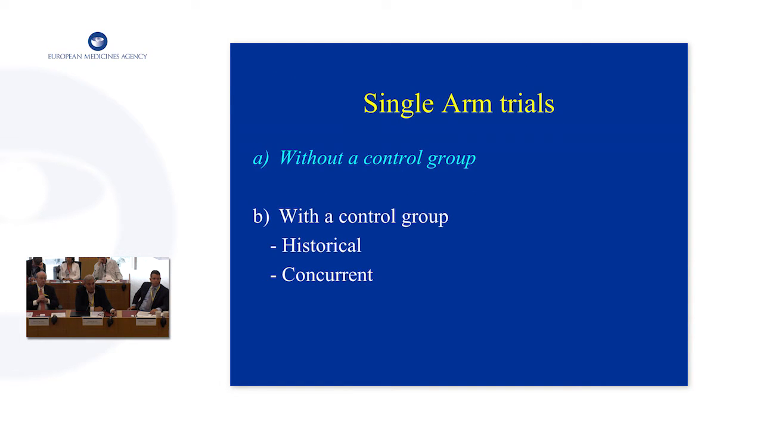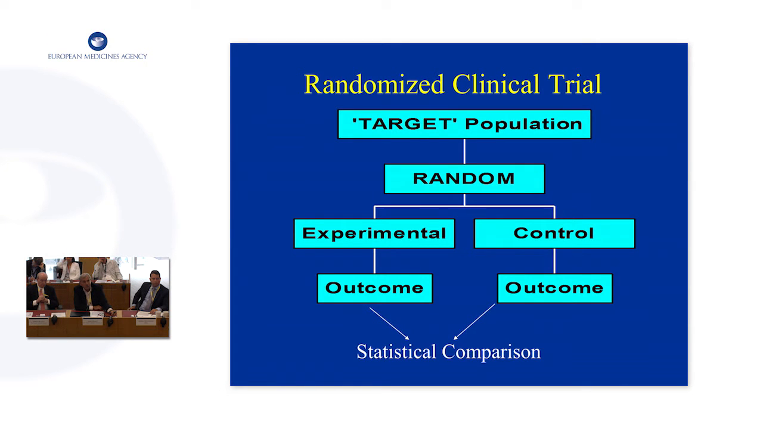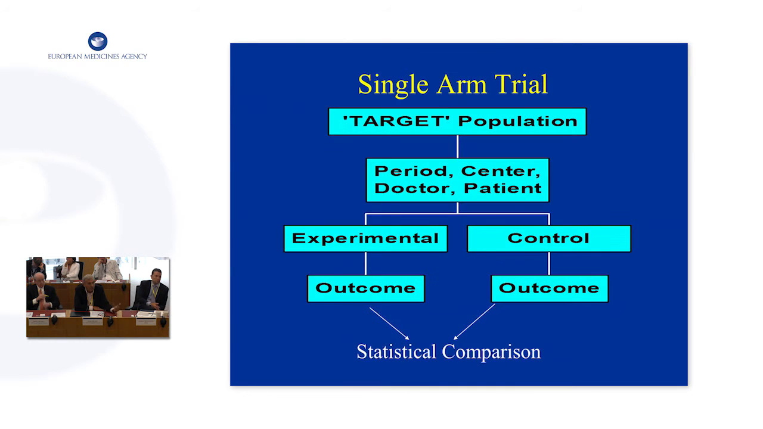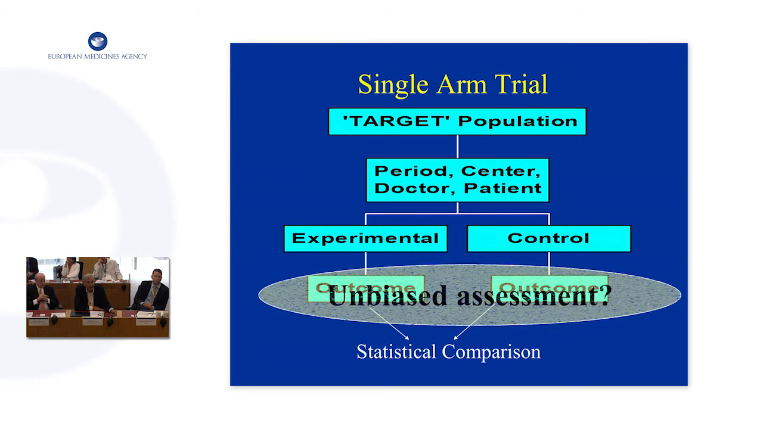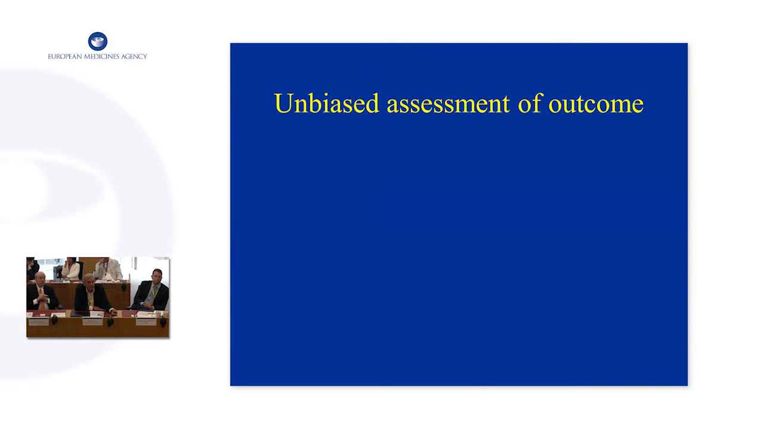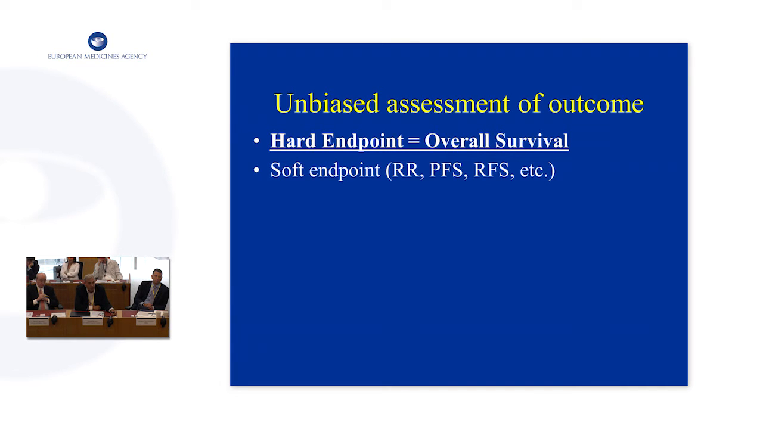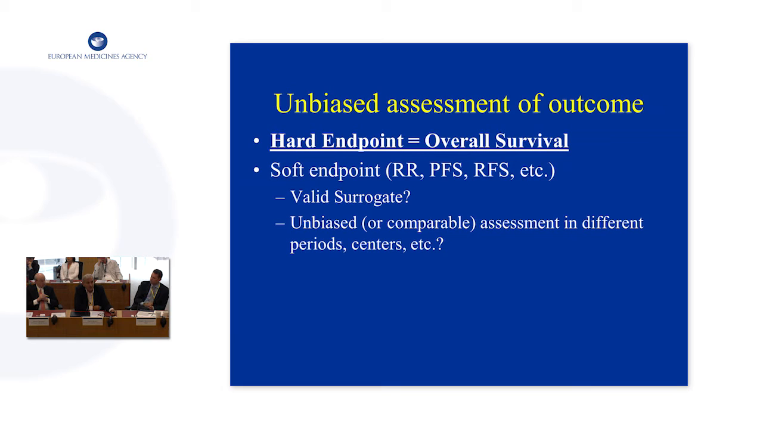So we have 2 types of control groups, historical and concurrent. And the idea is to build up a study design resembling a randomized trial, where instead of random assignment, you have a sort of assignment due to period, center, doctor, patient. And we have 2 main problems with this design: unbiased assessment of the outcome. And we know that if we have a hard endpoint, we don't have this problem, but we have other problems due to crossover, to confounding for following therapies. But with soft endpoints, we should always be aware that there are problems of bias, besides the validity of these endpoints as surrogates of overall survival. Can we make sure that their assessment was unbiased and comparable in different periods or centers?